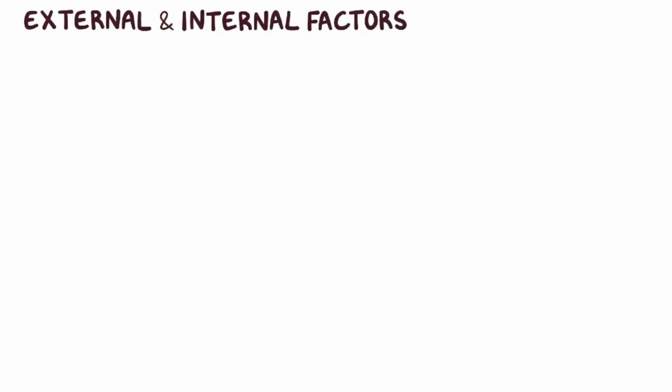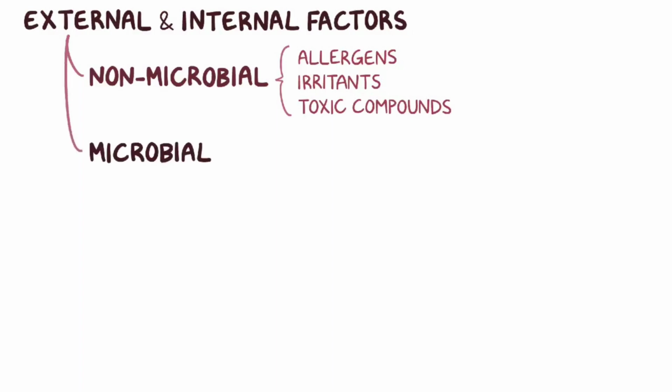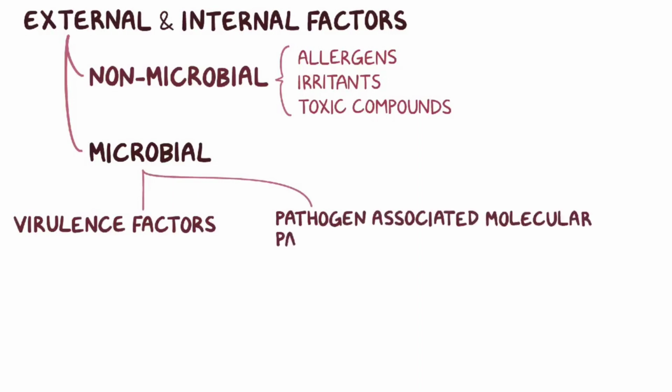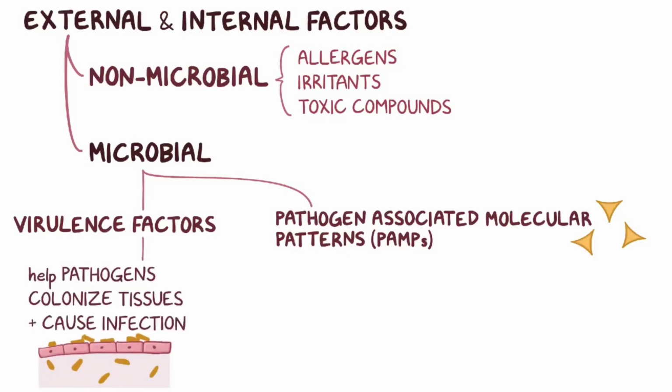Broadly speaking, inflammation can be triggered by external and internal factors. External factors can be non-microbial or microbial. Non-microbial factors include allergens, irritants, and toxic compounds. Now, the two main microbial factors that trigger inflammation are virulence factors and pathogen-associated molecular patterns, or PAMPs. Virulence factors are molecules that help pathogens colonize tissues and cause infection.